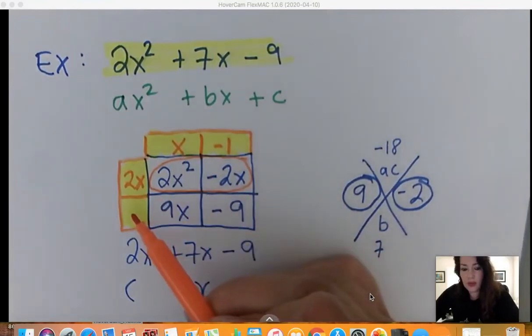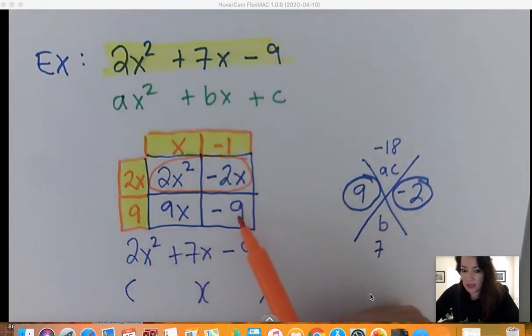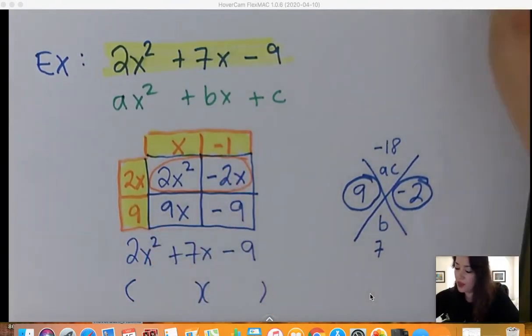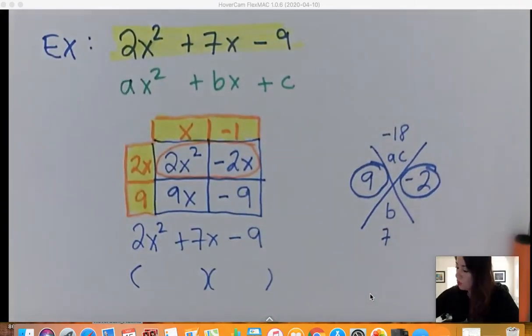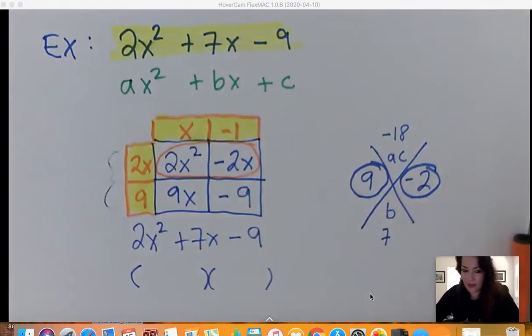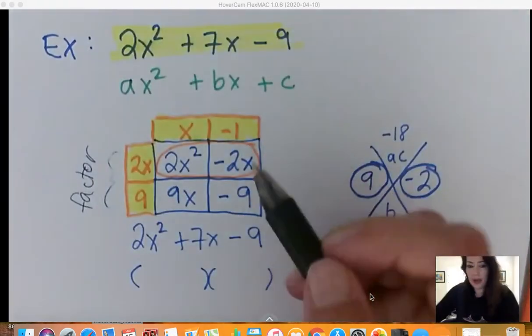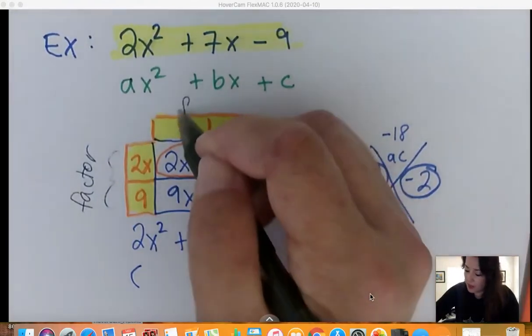X times what number here will give me 9x? That would be 9. And is it true that 9 times -1 is -9? Yes, so everything matches. So what are my factors? Well, this right here is one of my factors, 2x plus 9. And my other factor is x minus 1.